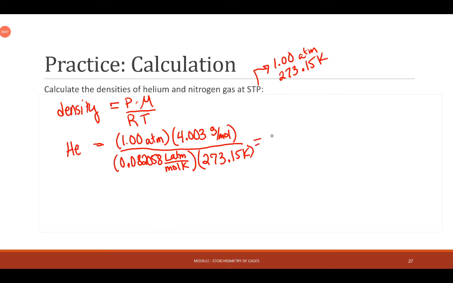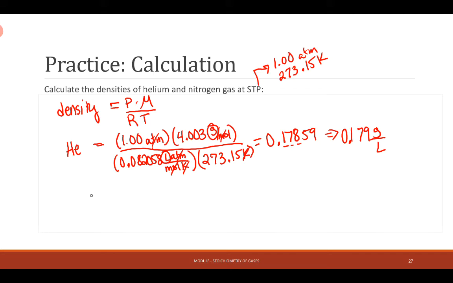So when that's all typed into your calculator, you get 0.17859. I'll just keep 3 sig figs, so we'll say 0.179, and it's asking for density. This is going to be grams per liter. I've got a liter here, and the moles cancel with moles, atmospheres, Kelvin, Kelvin. So this is grams per liter.